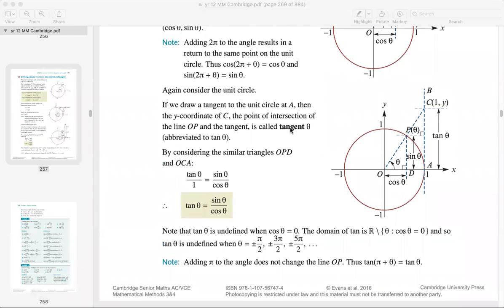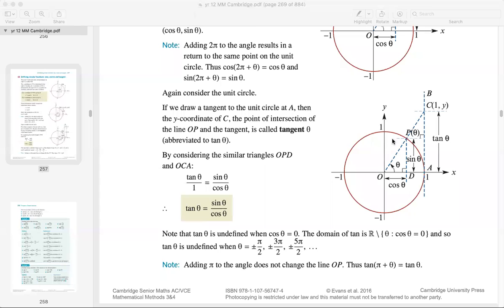Let's go back a little bit. At this point, the coordinates are (0, 1), which means 90 degrees for theta, and cos theta is 0 and sine theta is equal to 1. Over here it is (-1, 0), so cos 180, or I should say cos pi, is negative 1, and sine is 0. And here it's the same thing.